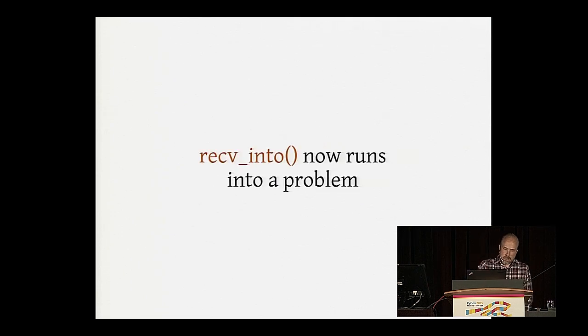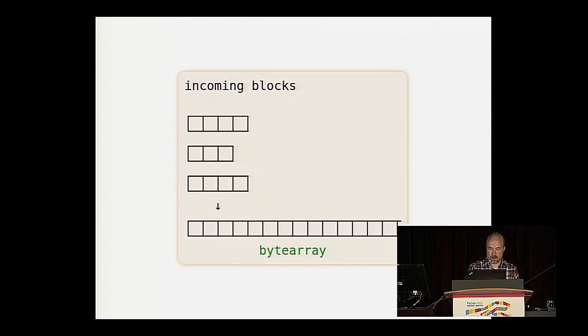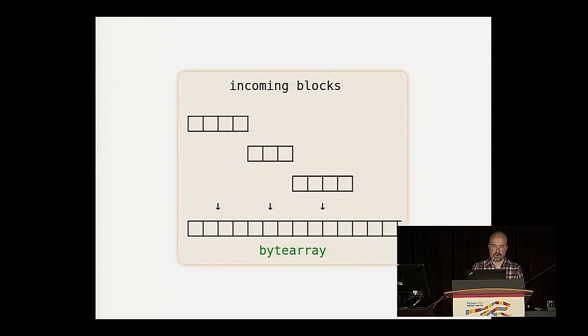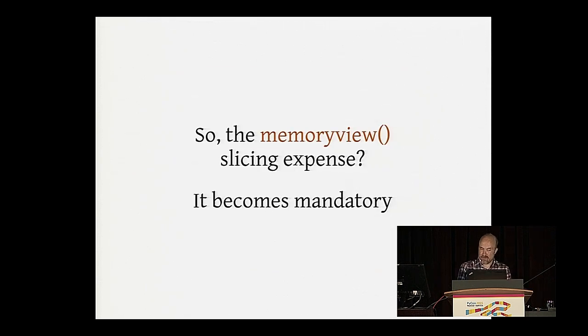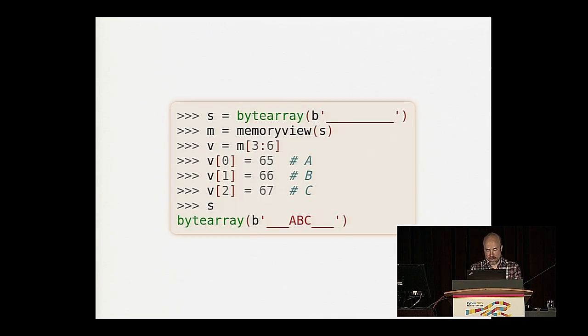Now, there is a version like read into, but that receives into a byte array you've already built instead of building a new string, but it now runs into a problem. When we do read into or receive into, where does it put the data? At the beginning of the array. And all of our incoming blocks will overwrite each other. What we want, as more and more blocks come in from the network, is to arrange them along our byte array. So that memory view slicing expense that I added an if statement to avoid whenever possible in the previous code, it now becomes mandatory.